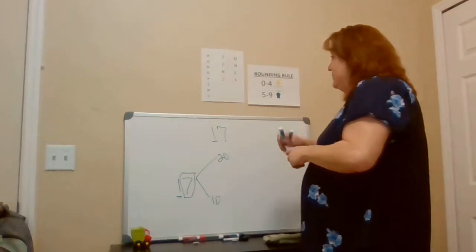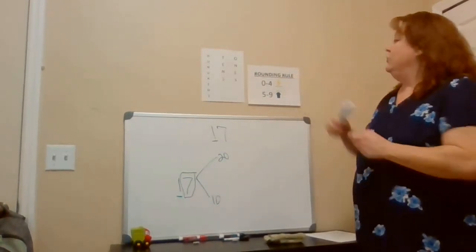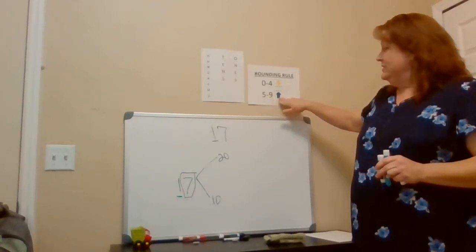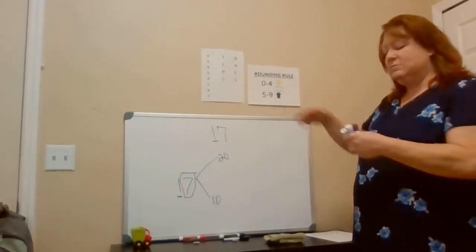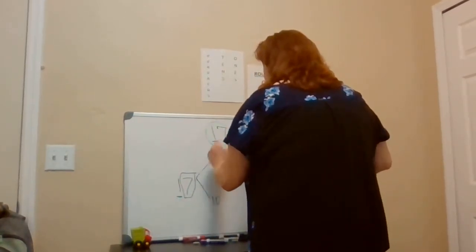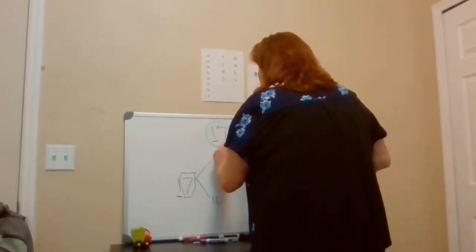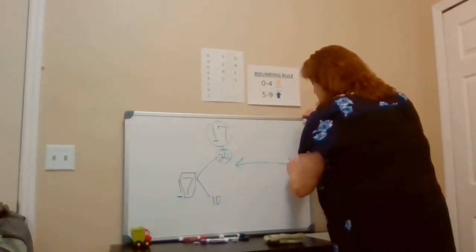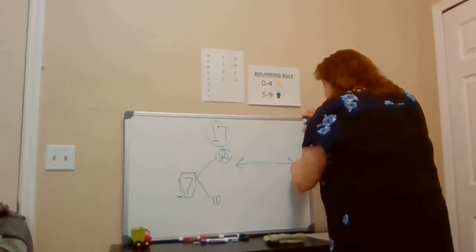Okay, so remember our help sheet here. When we have a number between 5 and 9, what are we going to do? Right, we're going to round up. So this number, so 17, rounds up to 20, okay? And we can do this on our number line. It takes a little longer, but we'll do this.